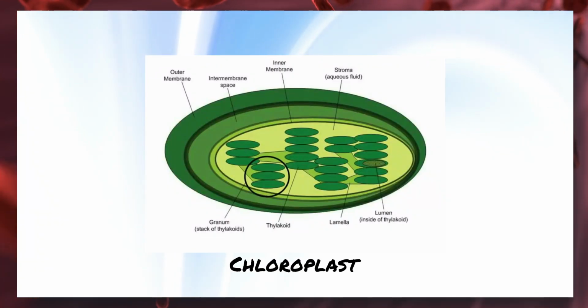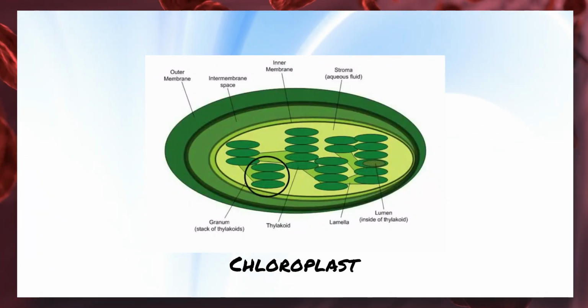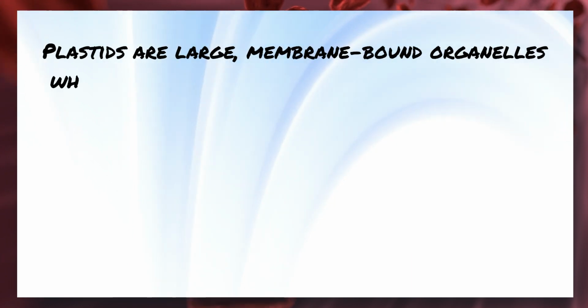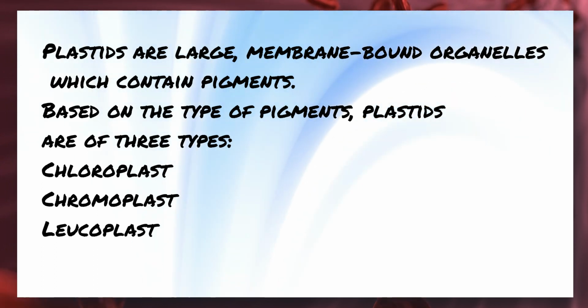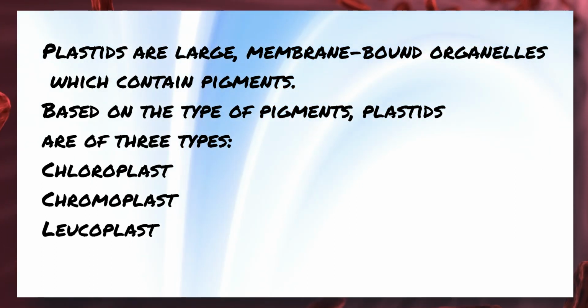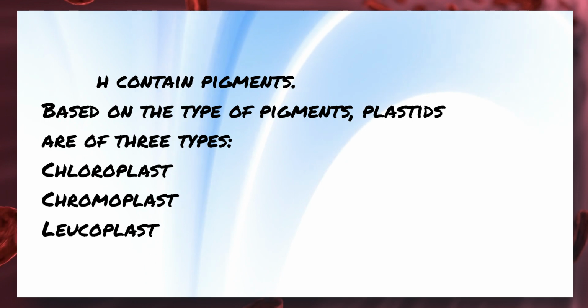Plastids. Plastids are large, membrane-bound organelles which contain pigments. Based on the type of pigments, plastids are of three types: chloroplast, chromoplasts, leucoplasts.